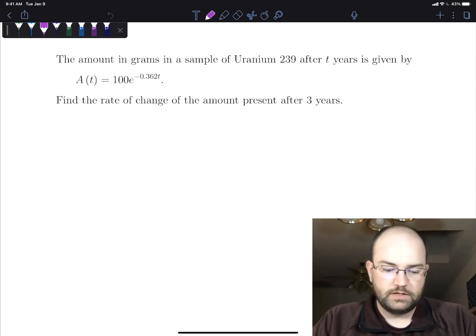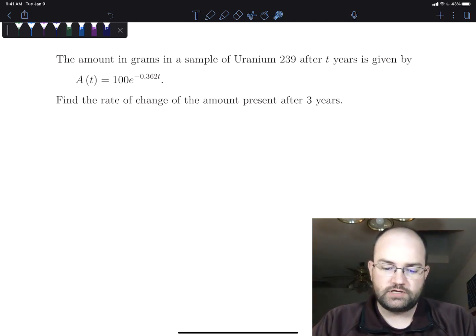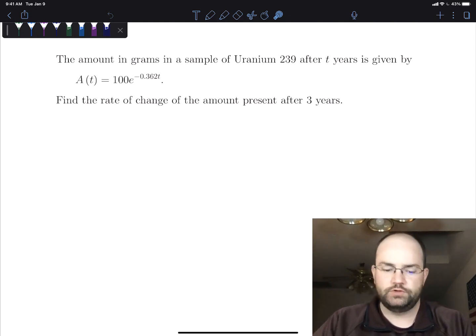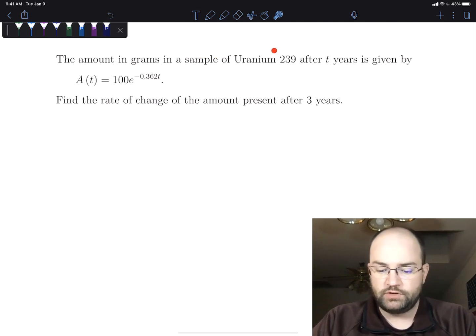Hello. In this video, we want to look at an application. In this case, we're going to look at kind of a physics application, or maybe chemistry, if you will. The amount of grams in a sample of uranium-239 after T years is given by A of T equals 100 e to the negative 0.362 T. Find the rate of change of the amount present after 3 years.